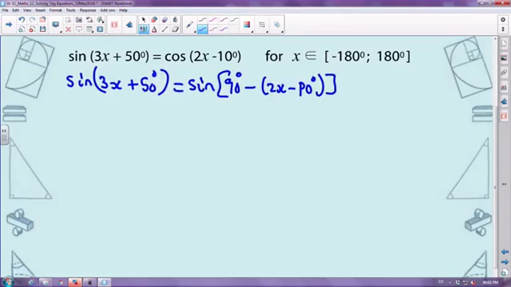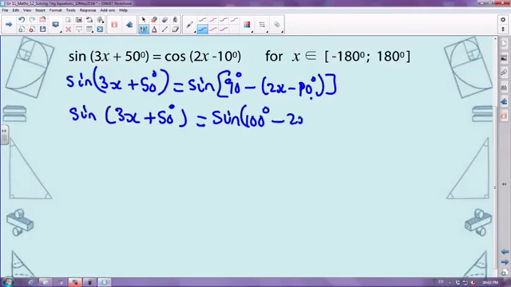Guys, what does this mean? Sine of 90 degrees minus is the first quadrant. How is sine in the first quadrant? Positive. But because of 90, sine changes to cos of the angle. So we're still having the same thing. So you've got your sine of 3x plus 50. It's equals to 90 plus 10. That's sine of 100 minus 2x.